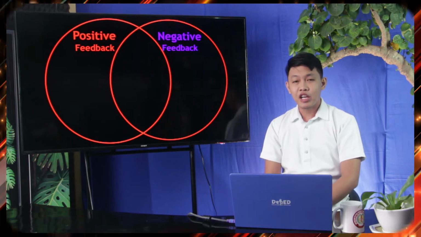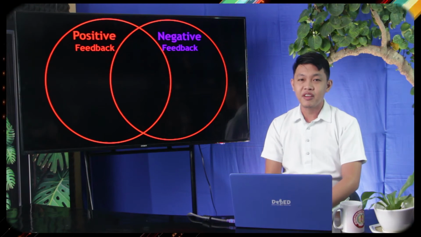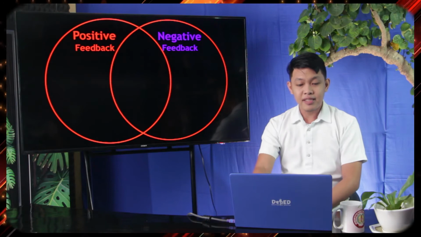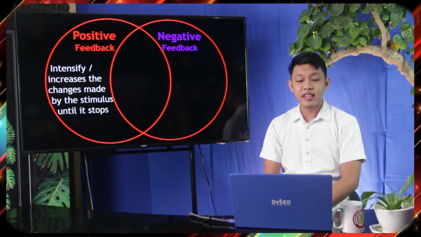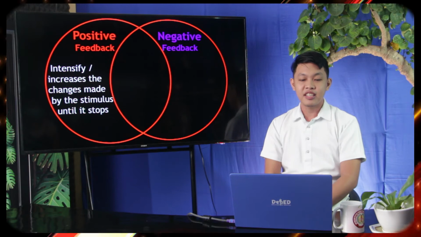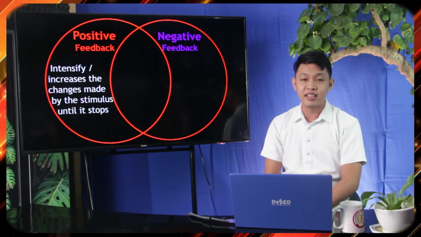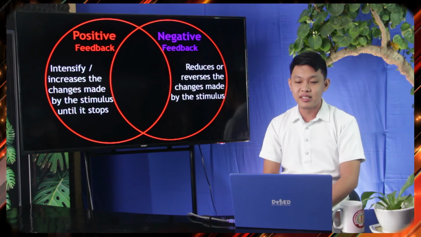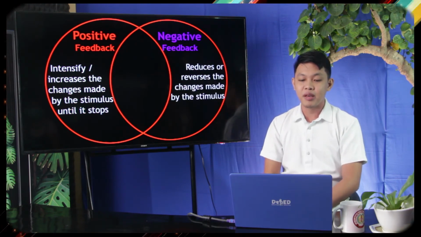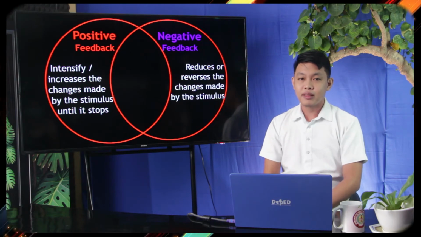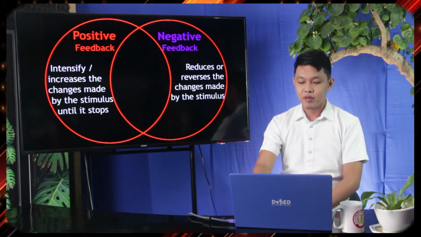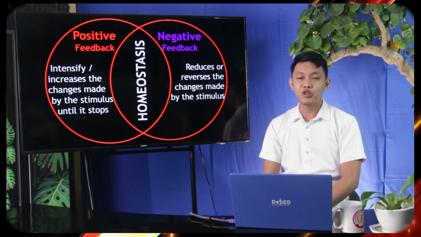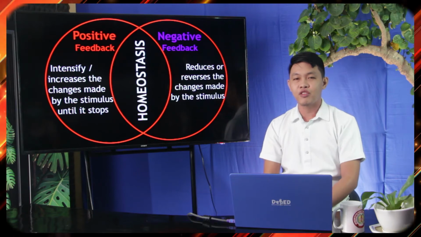Now, can you differentiate the positive and negative feedback mechanism of homeostasis? Positive feedback intensifies or increases the changes made by the stimulus until it stops, while in negative feedback, it reduces or reverses the changes made by the stimulus. But these two mechanisms promote homeostasis in the body, which means maintaining the normal range of different factors for our survival.